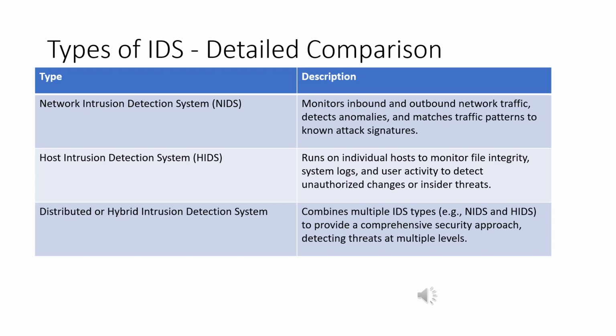NIDS is used to detect anomalies. HIDS is used to detect any threats in individual systems. Distributed intrusion detection system detects coordinated attacks from different systems.